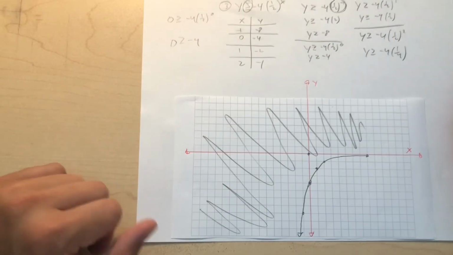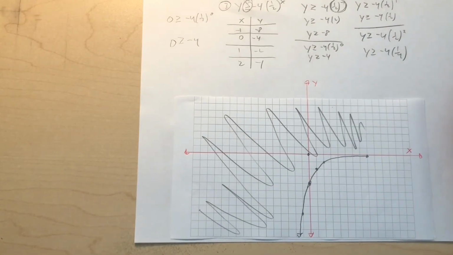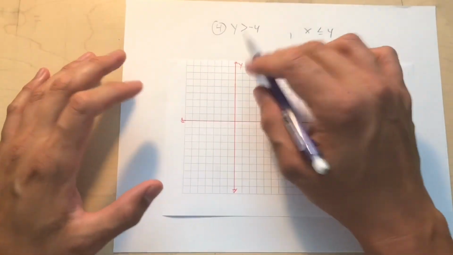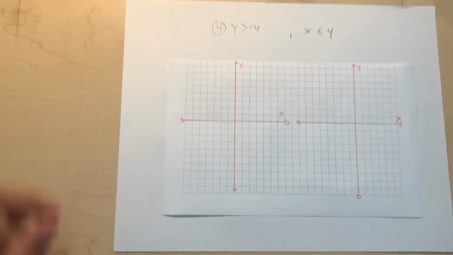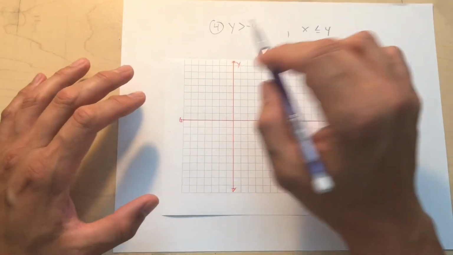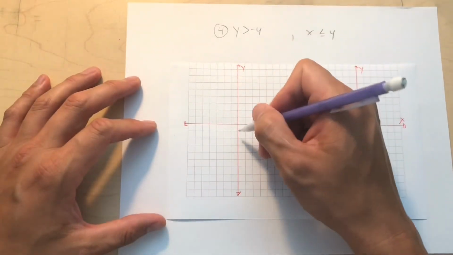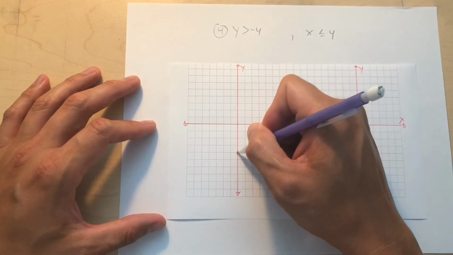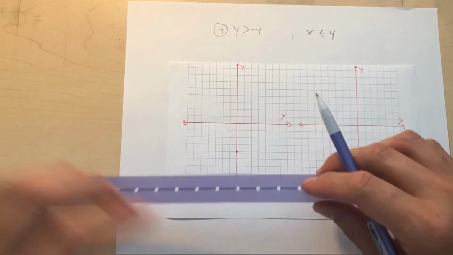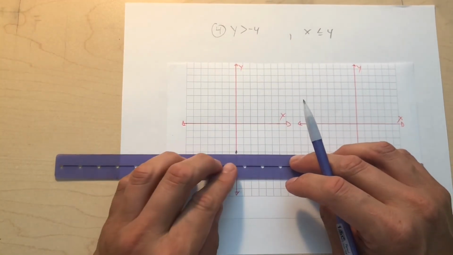All right, let's move on to the next problem. Number 4, last problem. This one here is just simple. y is less than -4 and x is less than or equal to 4. For this one, you just have to find -4 on the y-axis. So -4 is 1, 2, 3, 4 right here. Then you just want to graph that. Now this one is a nice dotted line, so I'm going to do a nice dotted line right here.